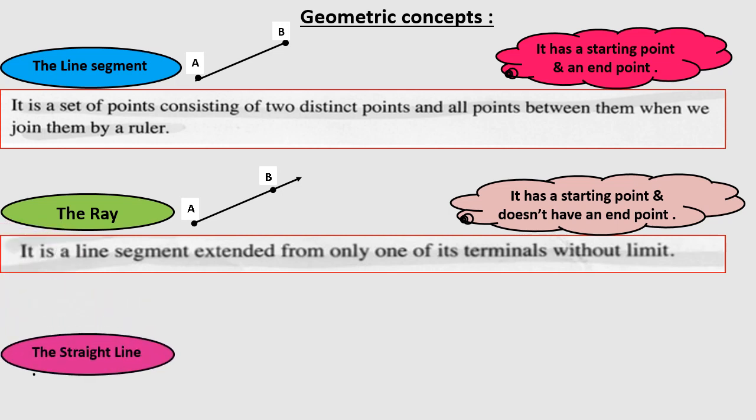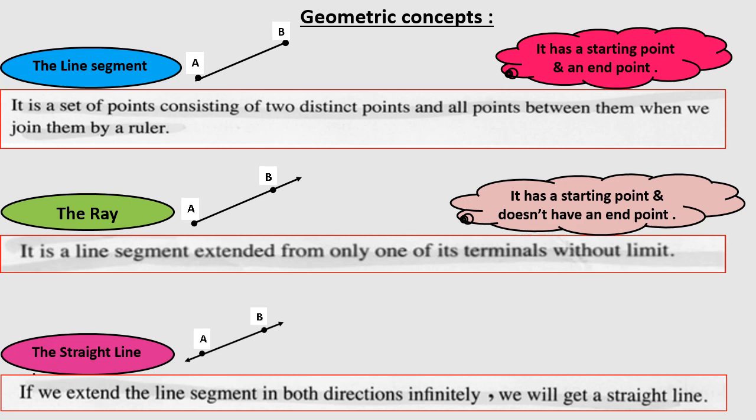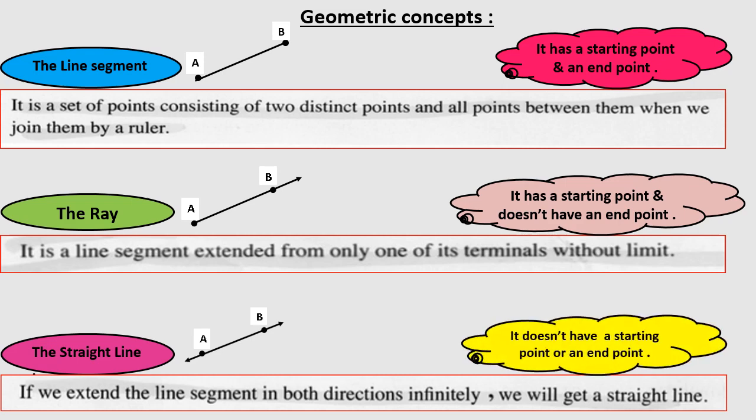Number 3, the straight line AB. I can read it as AB or BA. If we extend the line segment in both directions infinitely, we will get a straight line. It doesn't have a starting point or an end point, so we can't measure its length. And also the ray can't measure its length because it hasn't an ending point.